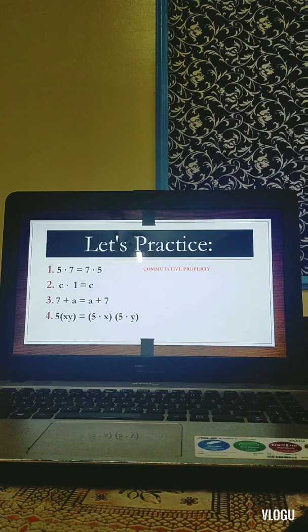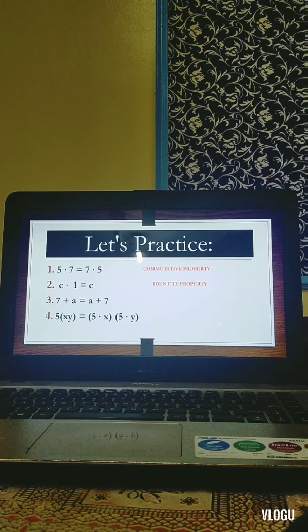c times 1 is equal to c. What property is this? Identity property. Yes, it's identity property because when you multiply the original number by 1, it is equal to the original number. So c times 1 is equal to c. That is the identity property of multiplication.